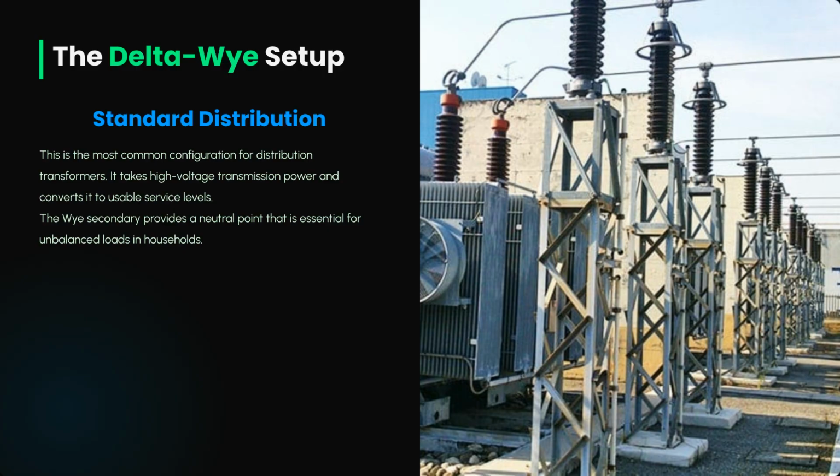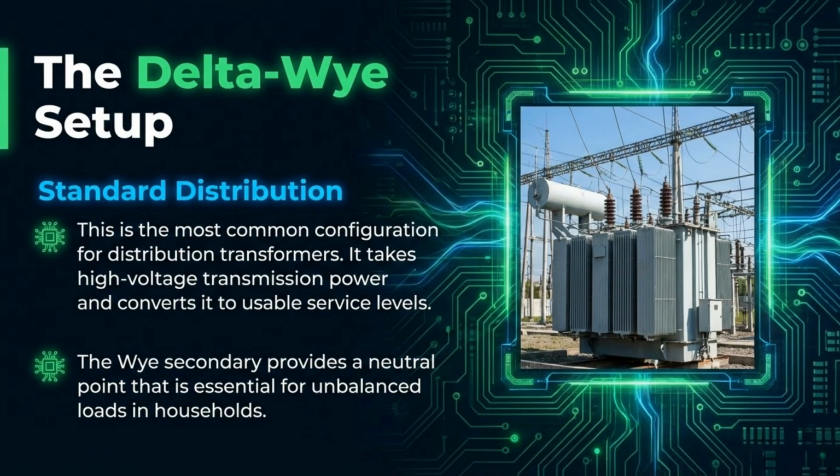The Delta-Wye setup is the standard for distribution transformers. It converts high-voltage transmission power into usable service levels, and the Y secondary provides a crucial neutral point for unbalanced household loads. This configuration is essential for modern power distribution, providing necessary voltage levels and neutral grounding.